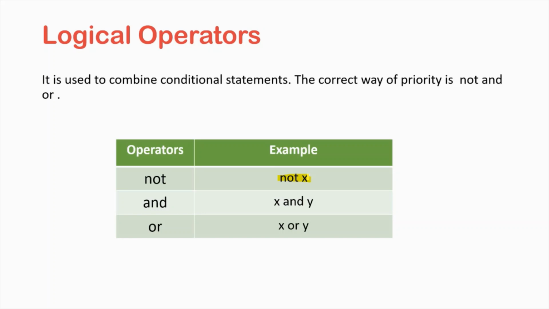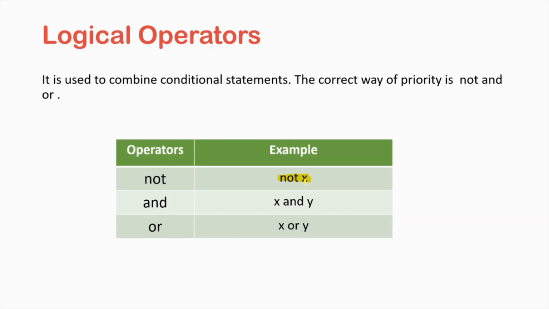Suppose there is a variable x which will store some value, like suppose x has the value 1. If we put the NOT operator in front of x, what will it return? It will return the opposite value, because x has 1. So if we put NOT in front of x, it will return 0, because this operator just returns the opposite of true and the opposite of false.